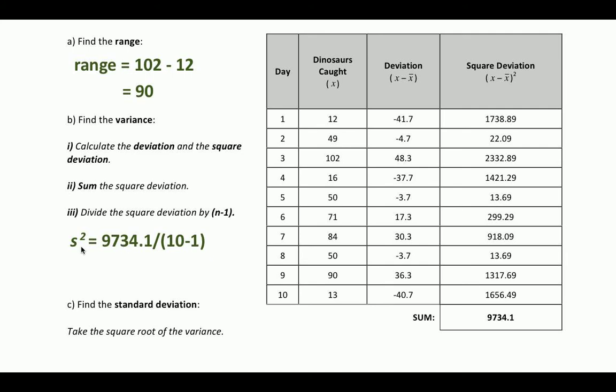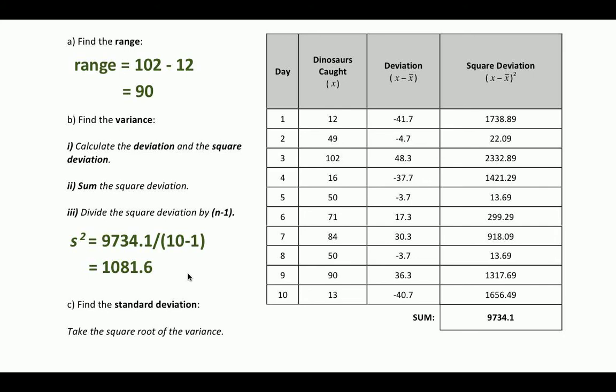So here's S squared. And S squared says we take the sum of the squared deviations and we divide it by n minus 1 because this is a sample. And so what I get then is 1,081.6. And this means that on average, any day of Mr. Jackson's is 1,081.6 squared dinosaurs away from the mean.